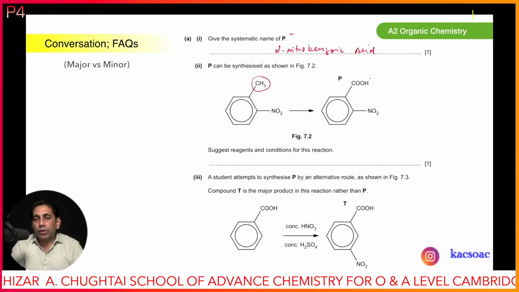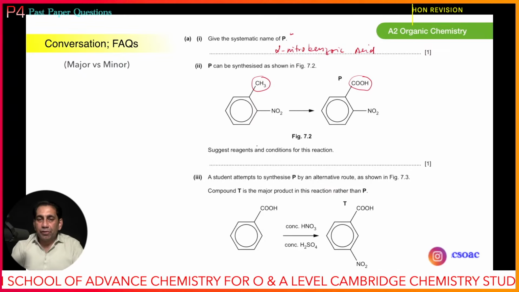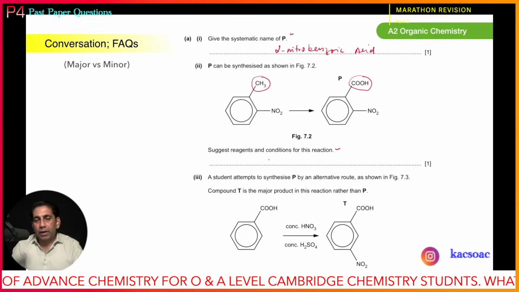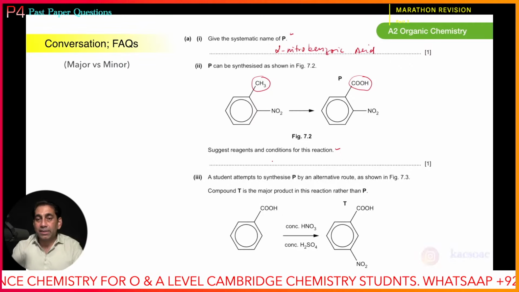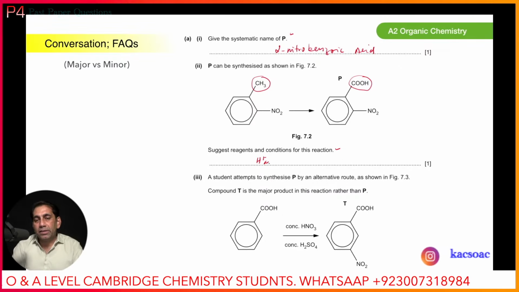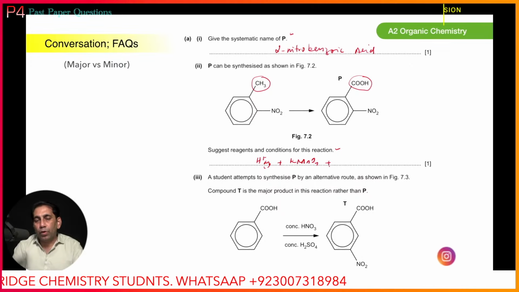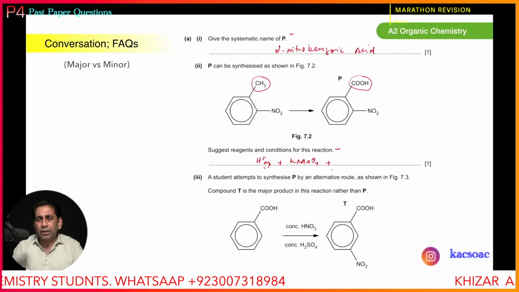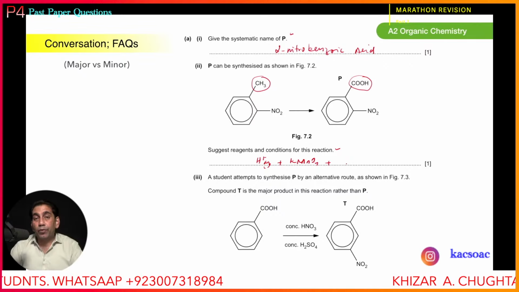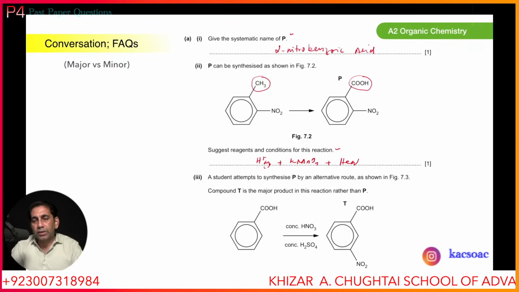Yes. Next thing, P can be synthesized as shown over here. This CH3 is going to change itself into COOH. Reagent and condition for this reaction, a very famous question once again. This is side chain oxidation. You will add directly acid plus KMnO4. Sometimes you can add alkali as well, but at the end you will have to add acid. Don't forget it. So I'm going to heat it as well.